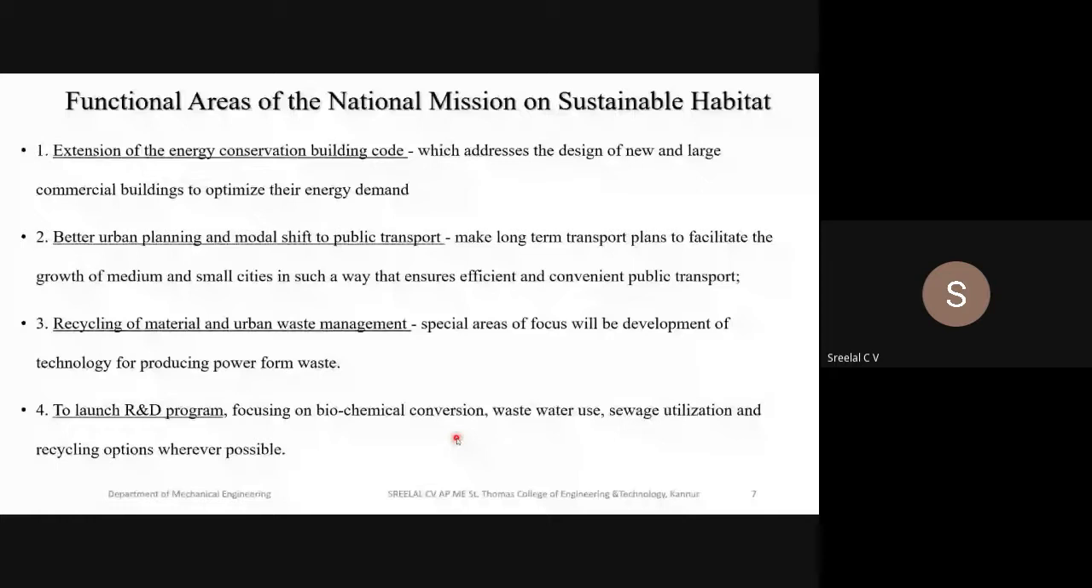We will be providing AC and everything. Our HVAC system will be installed, and there will be so much energy consumption. So instead of that, if we are designing a particular building with proper ventilation and air circulation, then the need for air conditioning will be decreased, right?